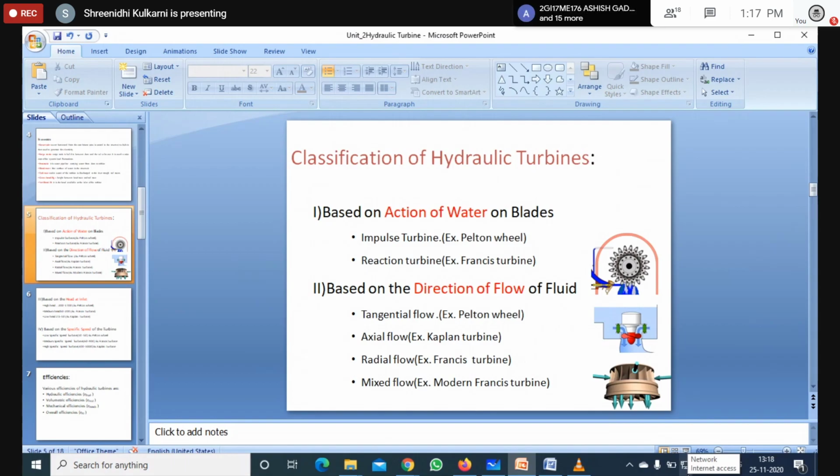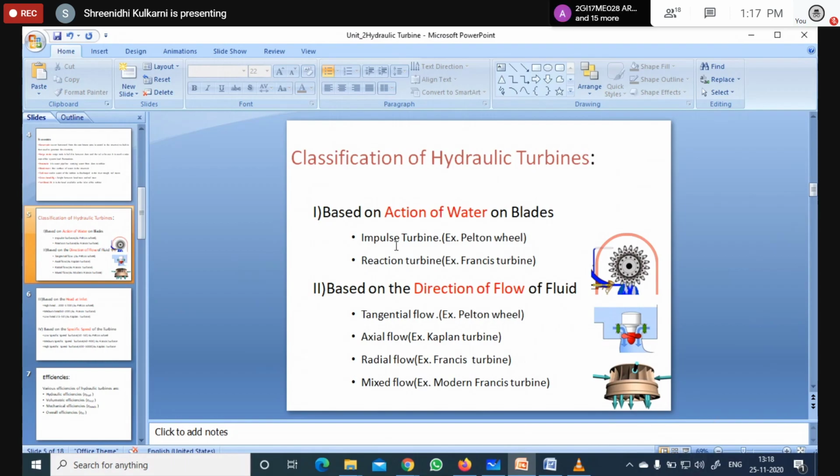Sir, as far as I know, Pelton wheel holds 16% of the total type of generators used. And what else can I say? Now, by seeing this slide, you just tell the characteristics of a Pelton wheel or Pelton turbine.